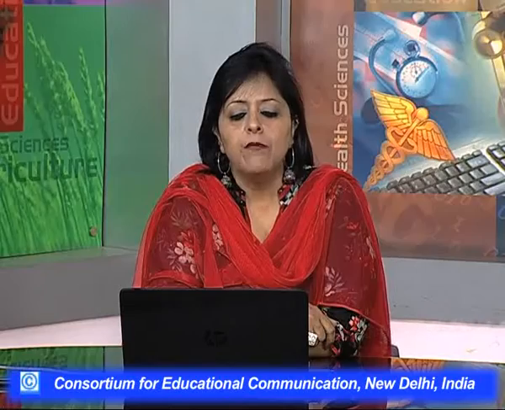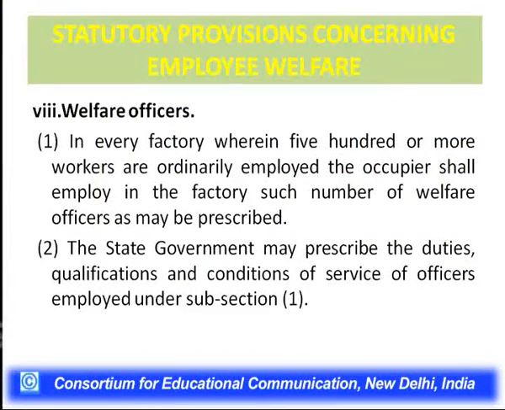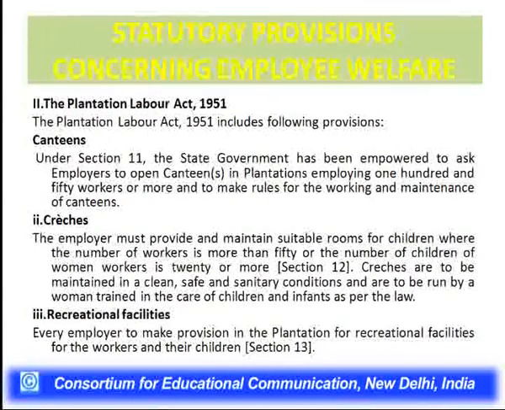So the next important statutory provision relating to employee welfare is the welfare officers. In every factory wherein 500 or more workers are ordinarily employed, the occupier shall employ in the factory such number of welfare officers as may be prescribed. The state government may prescribe the duties, qualifications and conditions of service of the officers employed under subsection 1.